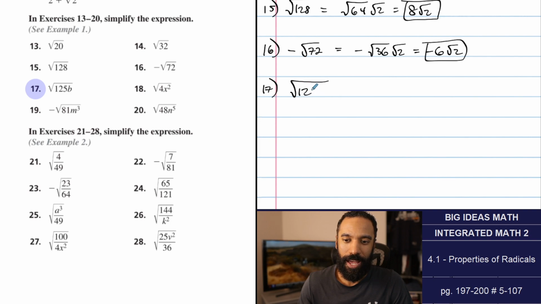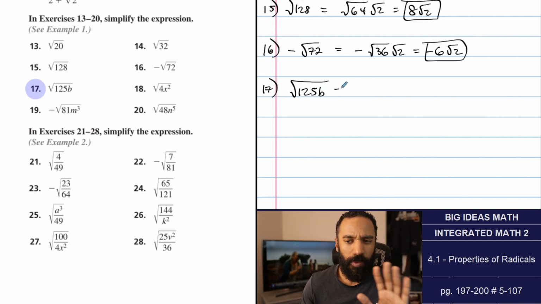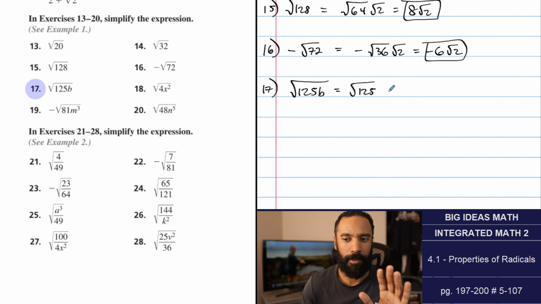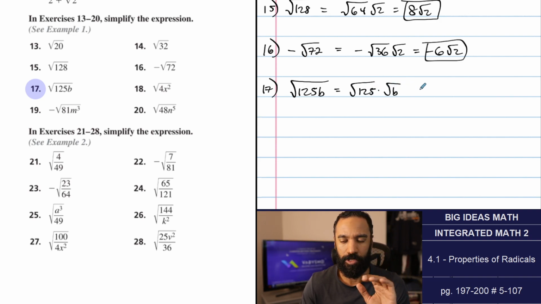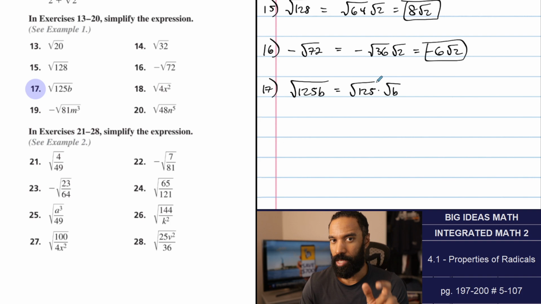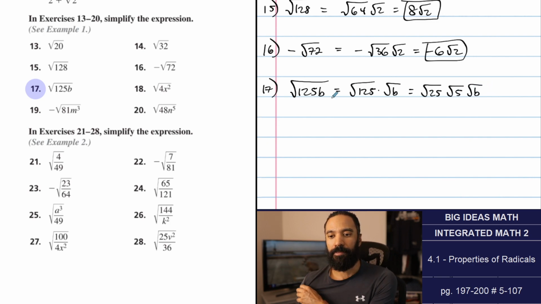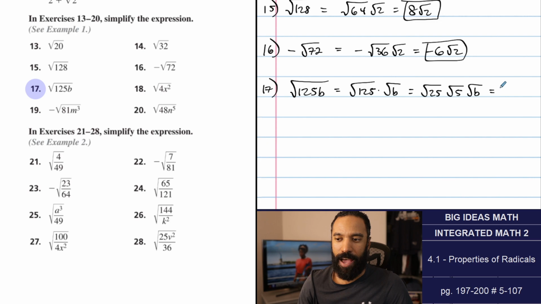Square root of 125b. So here's where the variables come into play. Again, we treat them separate. Before I even talk about the numbers themselves, let's just separate into those two things. Square root of b is not going to get out of here. It's not a perfect square. Root 125 itself is not a perfect square, but it does have a perfect square factor of 25. So I can take root 25 times root 5 times b. Square root of 25 is 5, so you get 5 root.